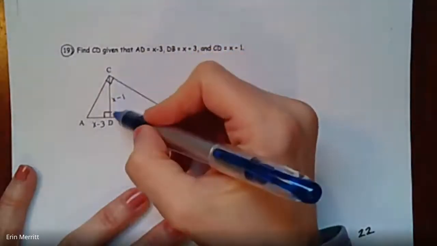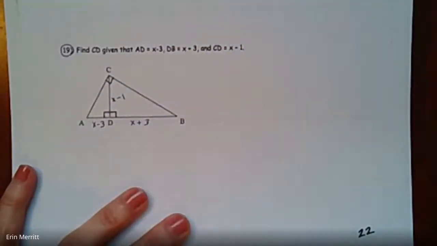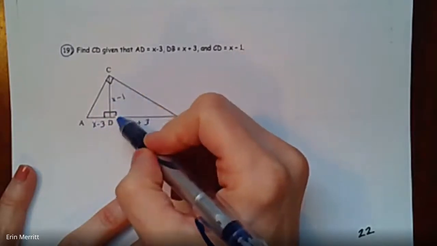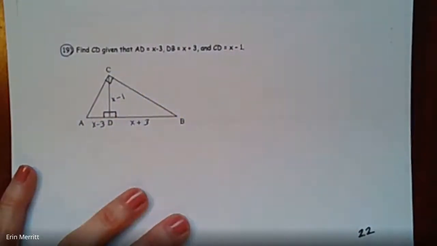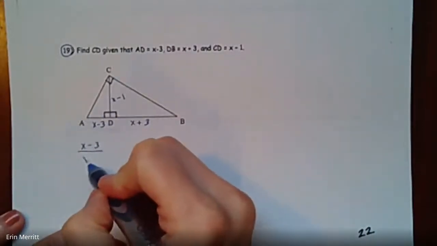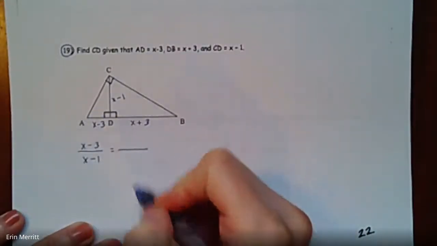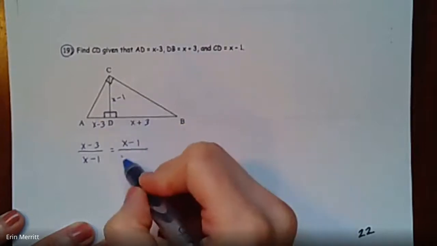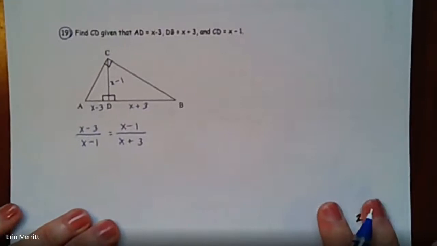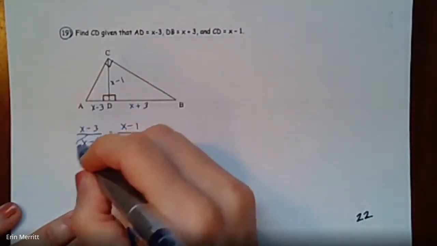So the altitude is labeled, which means instead of leg over hypotenuse, we're going to be doing the part is to the altitude as the altitude is to the other part of the hypotenuse. All right. So that means x minus 3 is to x minus 1 as x minus 1 is to x plus 3. All right. I picked this one on purpose because there's a lot of multiplying going on here.